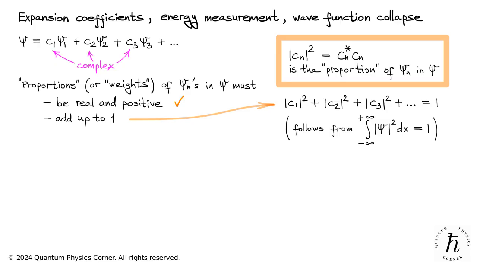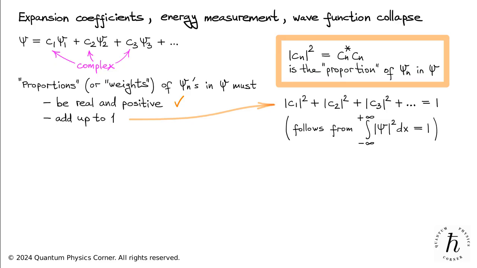What is the physical significance of the proportion represented by the squared modulus of C sub n? How does this proportion manifest in experimental interactions with quantum systems? The answer to these questions is closely tied to the process of measuring the energy of a quantum system. Let me tell you how it works.